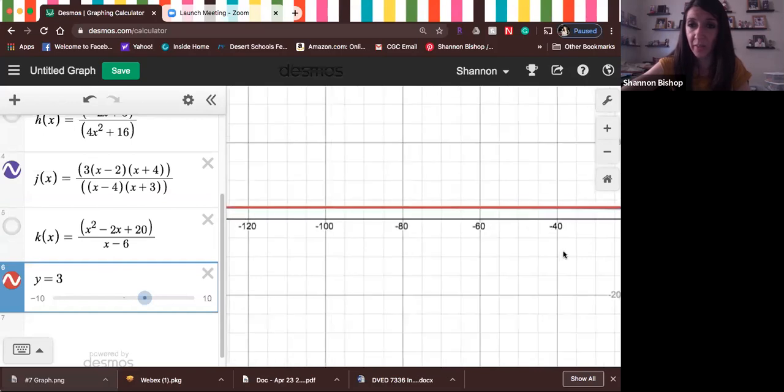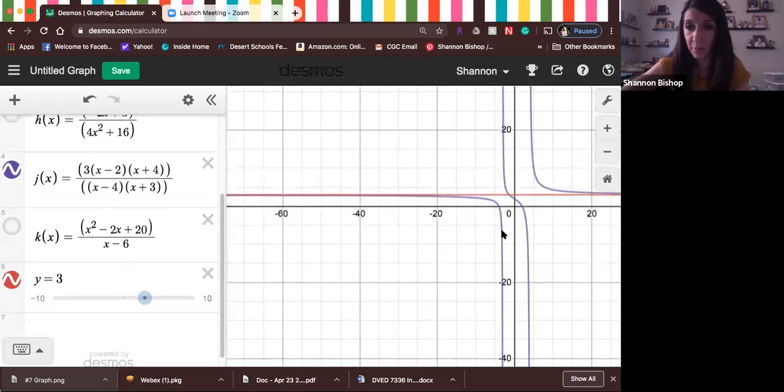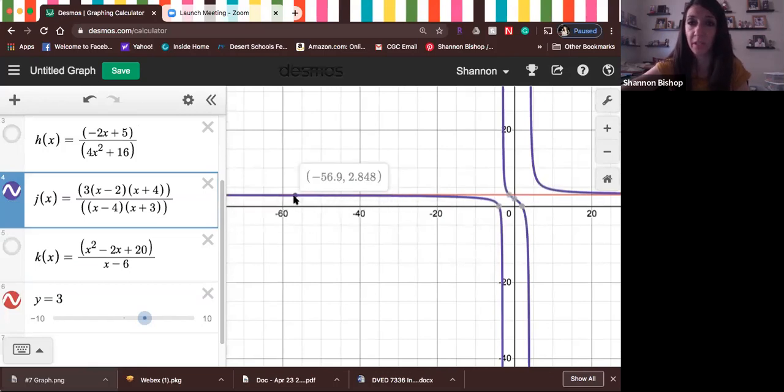Oops, I lost my purple line. They got so dang overlapping. See what happens? There we go. Here's my purple line. Yes, it is leveling out to 3.